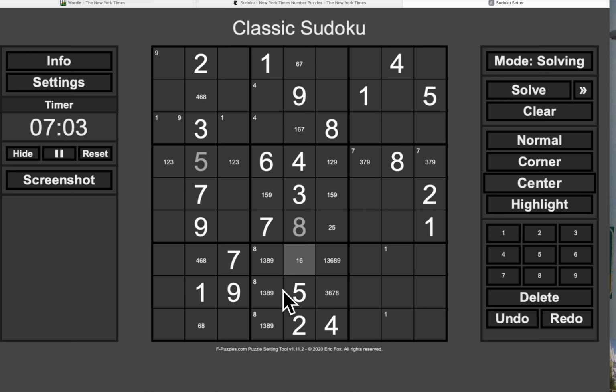This can't be 7 because of that. Can't be 7 because of that. That can't be 7. None of these can be 7. This can't be 7 because of that or that. Actually, I have a given 7 here. Not the way I would have spotted it, but normally, but okay. That doesn't tell me much I didn't already know.